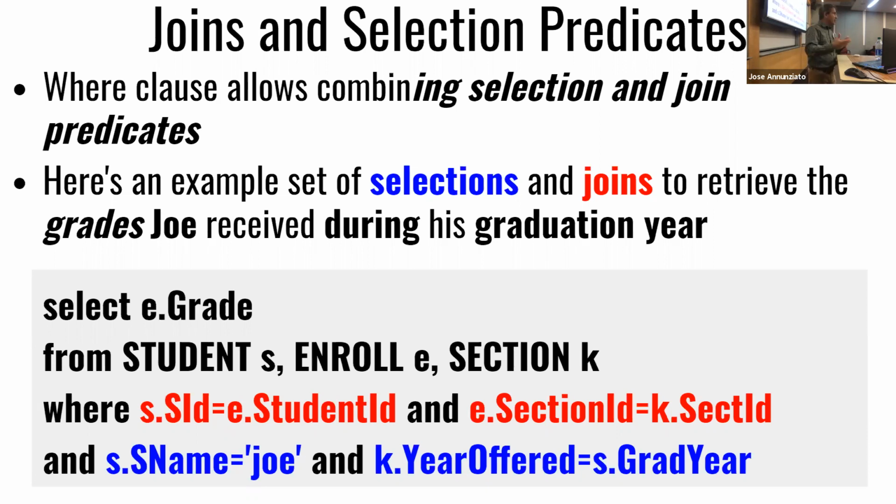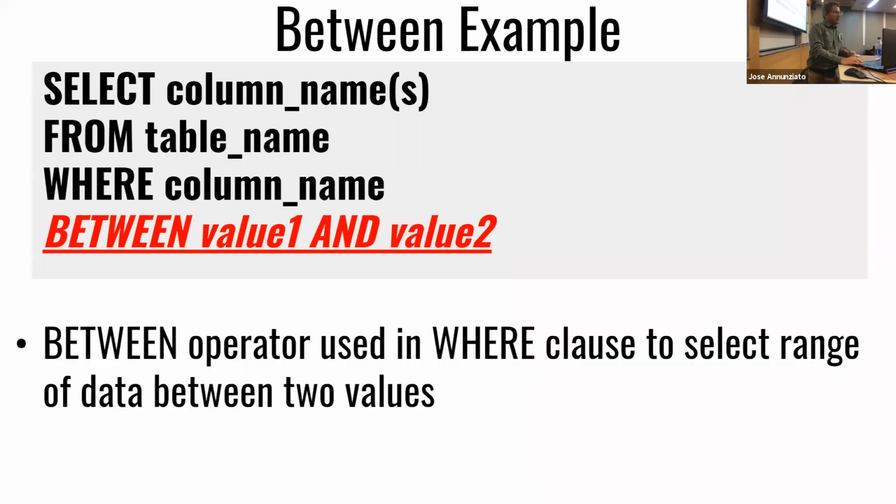So you can combine both of them, right? All right, so let's take a look real quick at between. Between allows you to give a range and filter out values that fall into this range, and these can be either strings or integers, right?